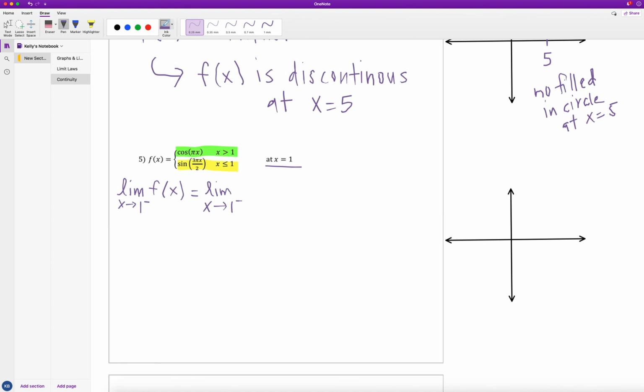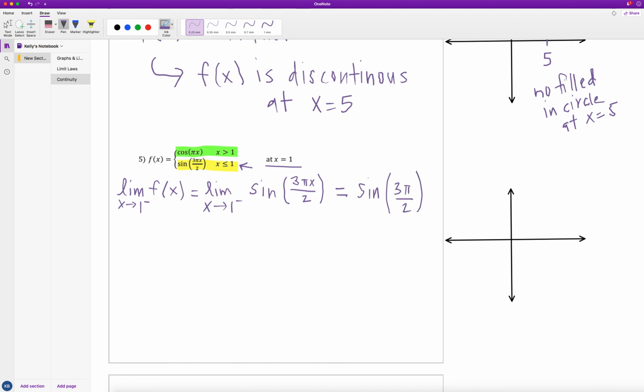So as I approach 1 from the left-hand side, I want the values that are less than, so we're going to be dealing with the bottom function in this case, the sine of 3 pi x over 2. I can do a direct substitution for this one, so I'll get sine of, if I sub in 1, I just get 3 pi over 2 since the 1's not going to change anything.